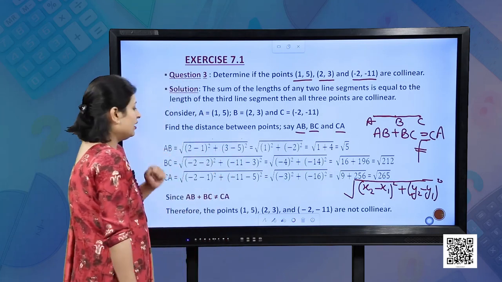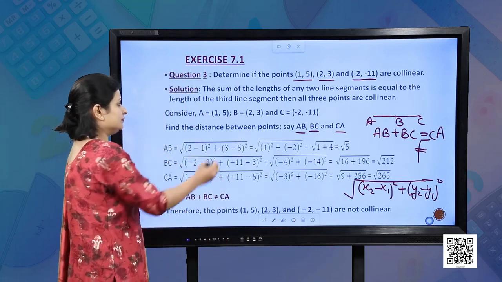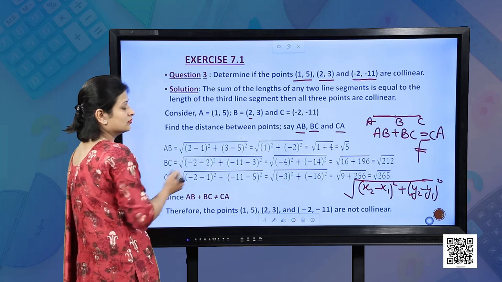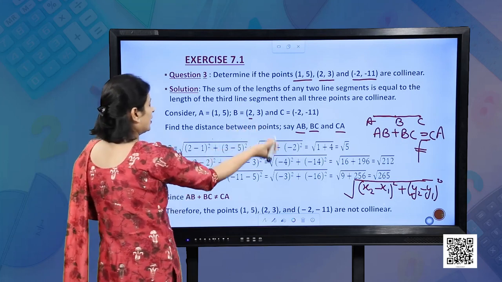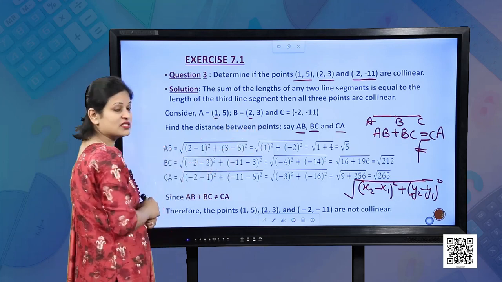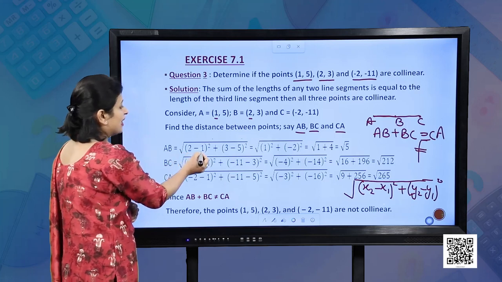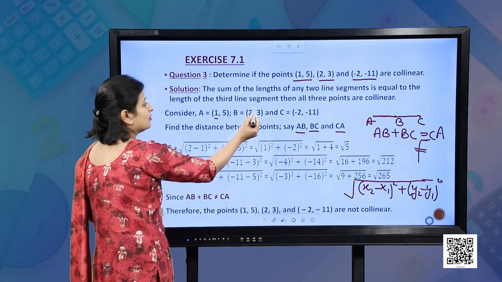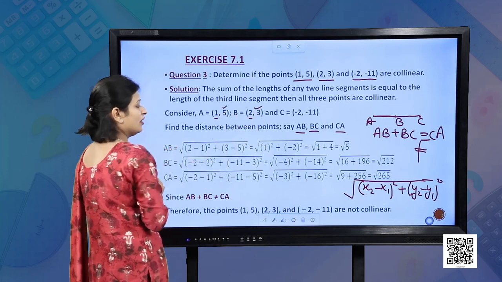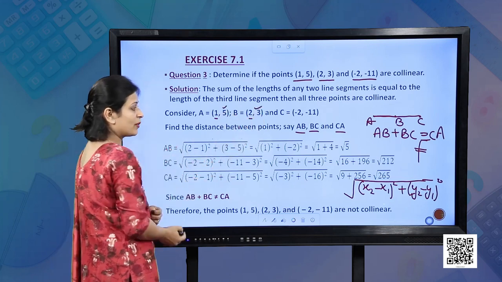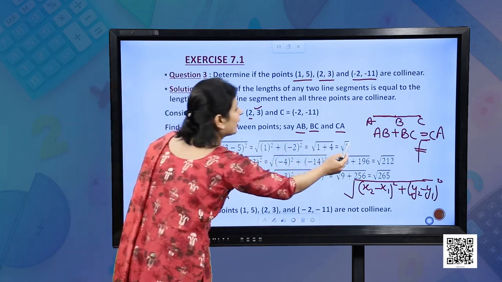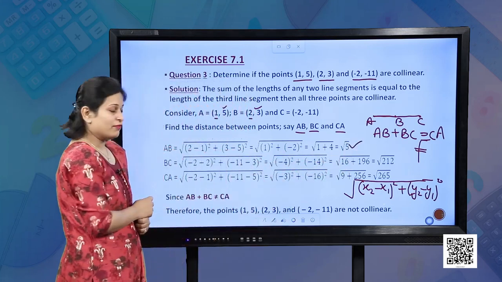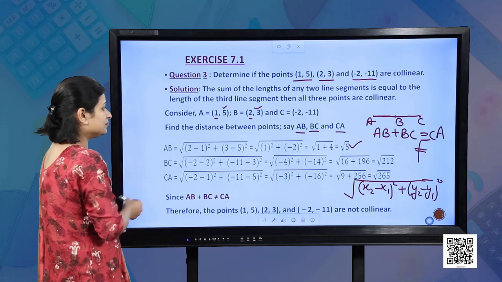For AB, what is x2? This is x2, which is 2. What is x1? 1, which is x1. So 2 minus 1 whole square plus y2 minus y1, this is y2, this is y1. So 3 minus 5 whole square. After solving, what will you get? Root 5.